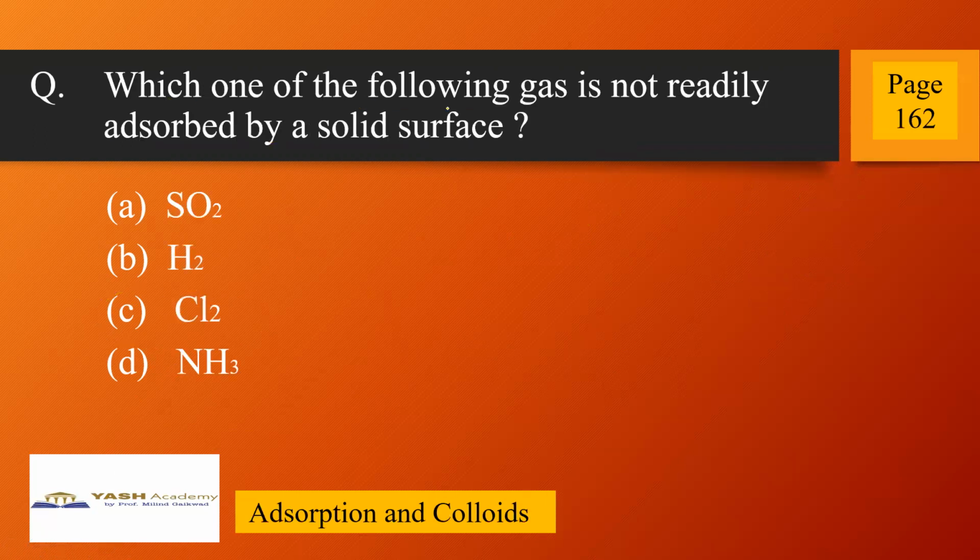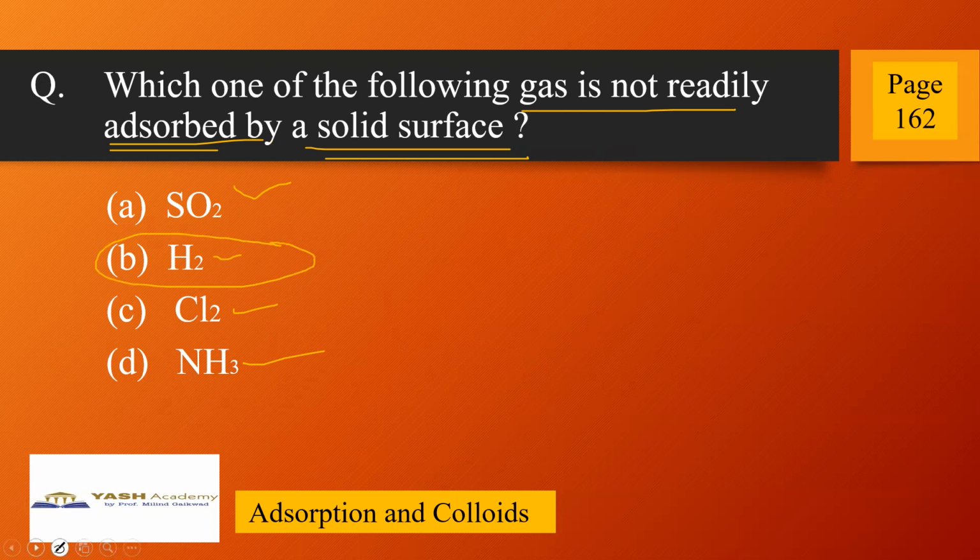Next, which one of the following gases is not readily adsorbed, meaning collected on the surface of a solid? SO2, H2, Cl2, NH3. The gases which are easily liquefiable, SO2, chlorine, ammonia, are readily adsorbed. But H2 is very difficult to liquefy. So SO2, Cl2 and NH3 can easily be adsorbed by a solid surface. So H2 is the correct answer option.